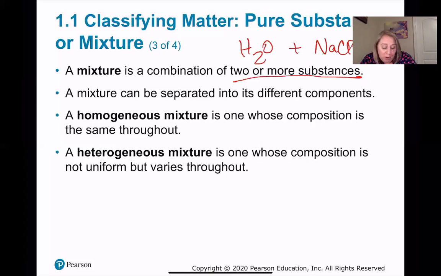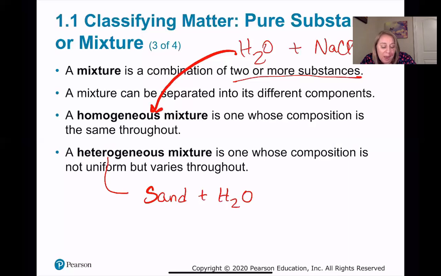That water and salt was actually an example of a homogeneous mixture, because if you put salt in water, you can't see the salt anymore. You can't tell the difference between the salt and the water. So that's homogeneous because it's the same. But if I took sand and mixed that with water, I would still have a mixture, but a heterogeneous mixture, because the sand would settle to the bottom. Even if you stirred it, it would swirl around for a second, but then it would settle down. So the composition is not uniform, it varies, and you'd be able to pick out the sand with a filter.